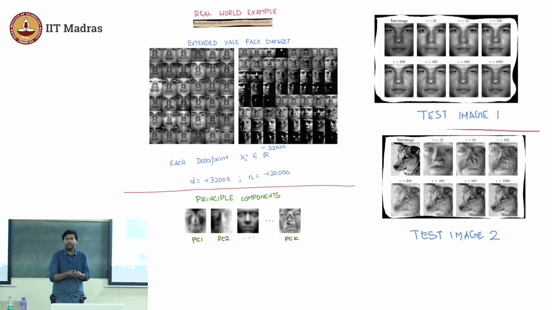So W1 is in a 32,000 dimensional space, which means I can get that vector and then convert it again into a matrix format and try to visualize it. If I do that, I get this. This is the first principal direction. This is the second, and so on.